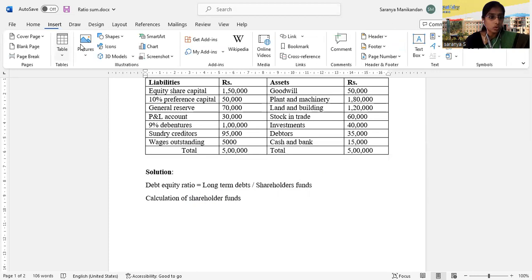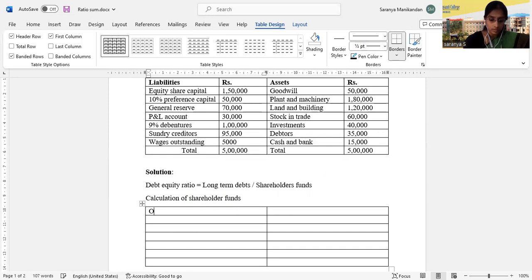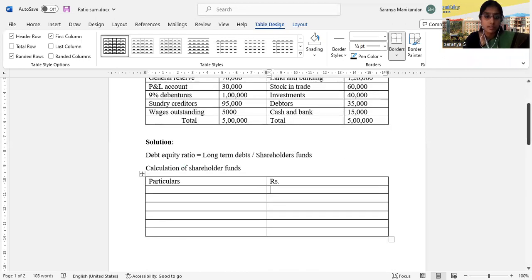So we will make two columns. Particulars and rupees. Shareholders funds is nothing but we have to first take up the share capital. It may be equity share capital, it may be preference capital. Number two, we have to add the appropriations. It may be a general reserve, any kind of reserves we have to add. Number three is profit and loss account. Then number four is proposed dividend. Number five, if at all we have any preliminary expenses in the asset side, we should minus that also.